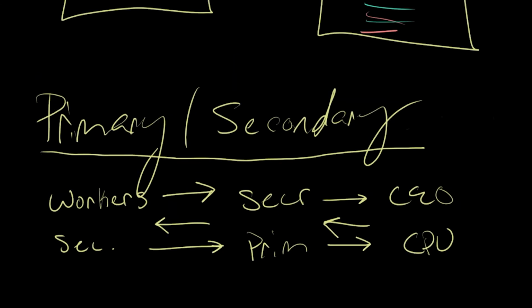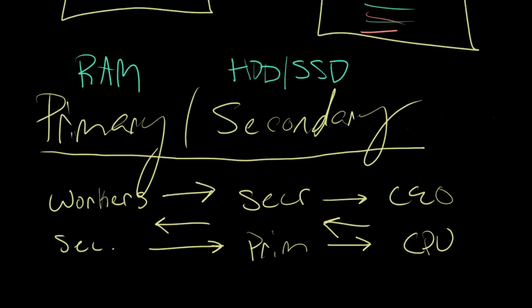So the most typical form of primary memory that we see in modern day PCs is, let's go with green, RAM. RAM stands for random access memory, and we'll talk about that in more detail when we talk about computer architecture, but that's quite a ways down the line. The typical example of secondary memory is a form called HDD or SSD. HDD stands for hard disk drive, and SSD stands for solid state drive.